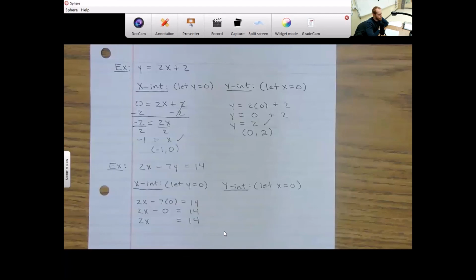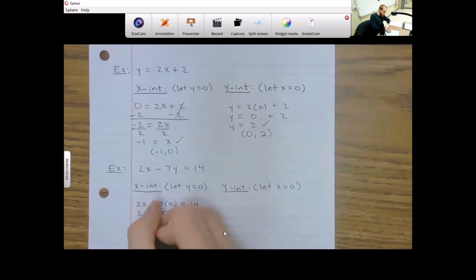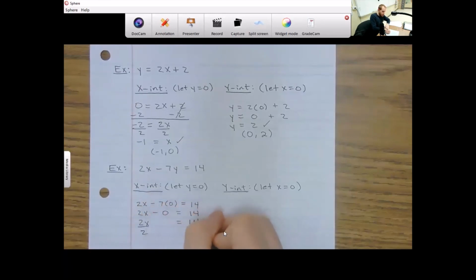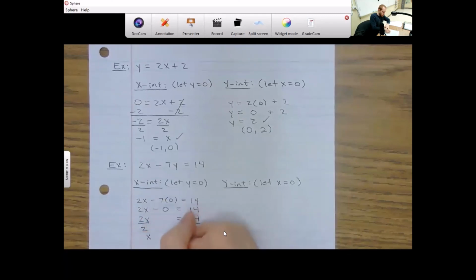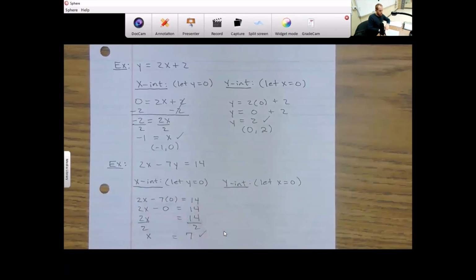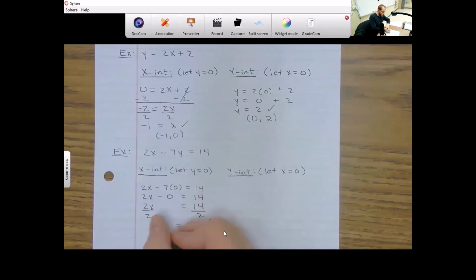So how do I get x by itself? I divide both sides by 2, right? So if I divide both sides by 2, what do I get? I get x equals 7. So my point is going to be 7, 0. Awesome. Is that what you got?